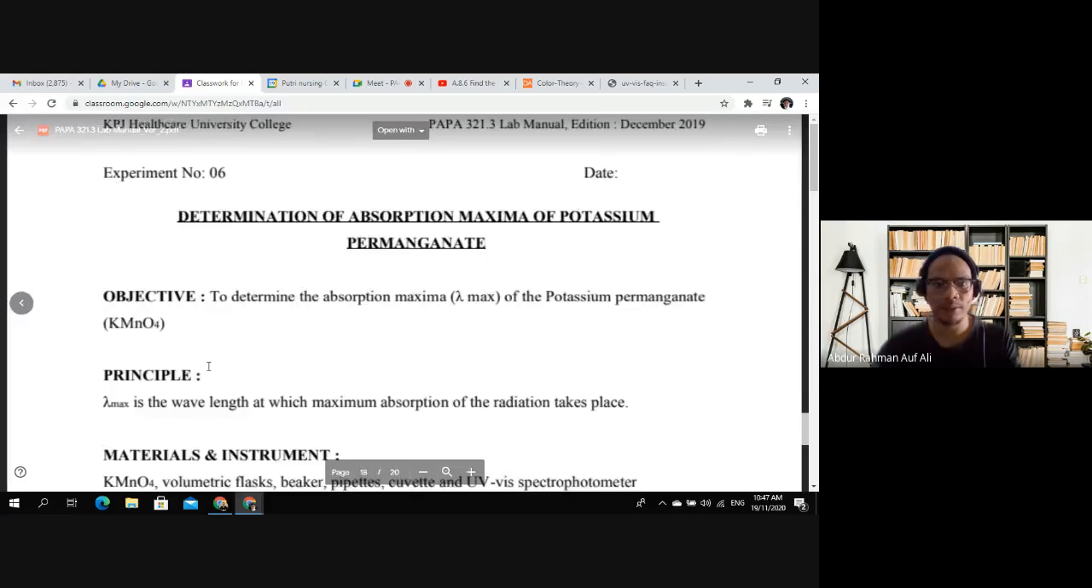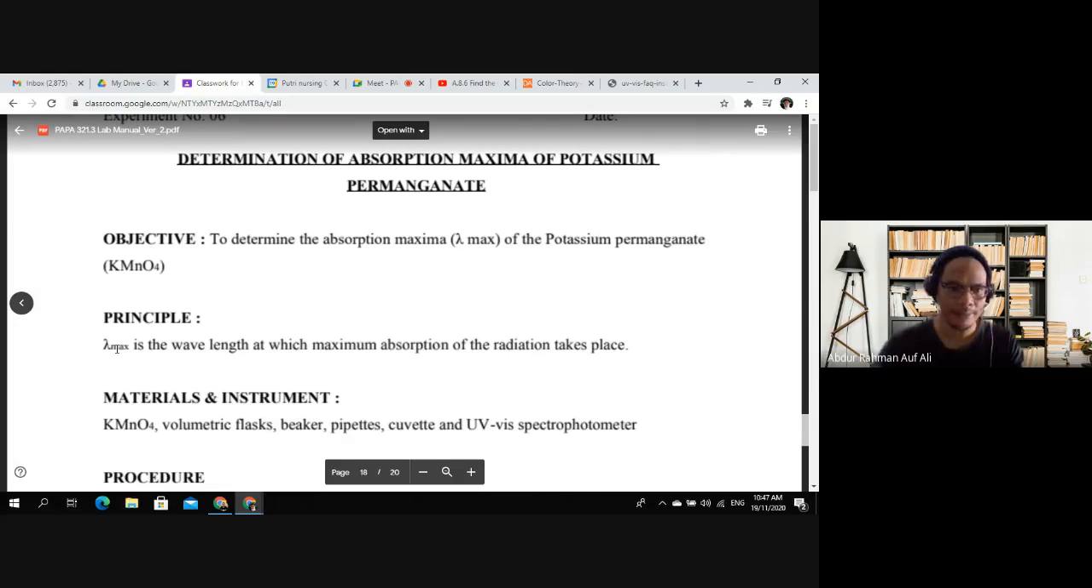So the principle here is simple, lambda max. This is the symbol untuk lambda. Okay, lambda max is the wavelength at which maximum absorption of the radiation takes place. Fancy way of saying macam saya cakap tadi, certain substances absorb different amounts of energy, and dia ada kebolehan untuk serap energy yang paling tinggi berapa banyak.